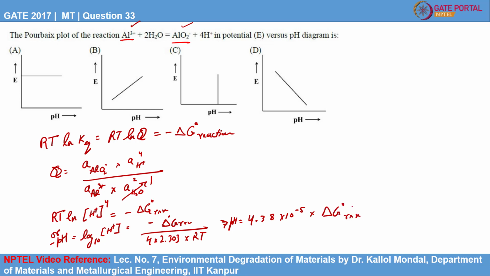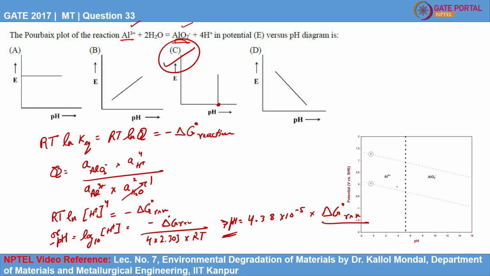Fine. So this ΔG of reaction can be calculated from literature using standard thermodynamic data. It is constant. So it means the pH is also constant. If pH is constant, which graph shows the pH constant? Graph C, where pH is held constant.